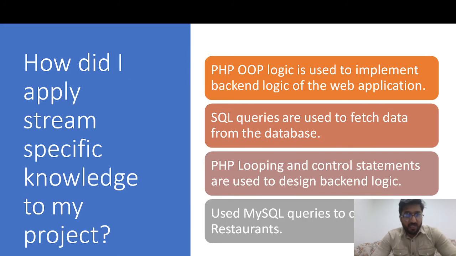The next one is, how did I apply stream specific knowledge to my project? As a PHP developer, I applied PHP OOP logic to implement the backend logic of the web application, and SQL queries are used to fetch data from the database. For that, PHP looping and control statements are used to design backend logic. I used MySQL queries to create restaurants.